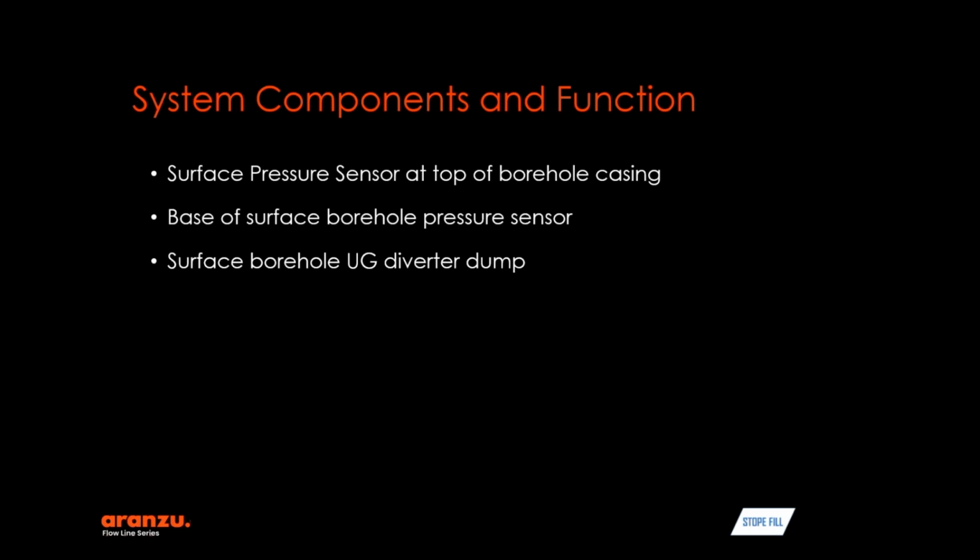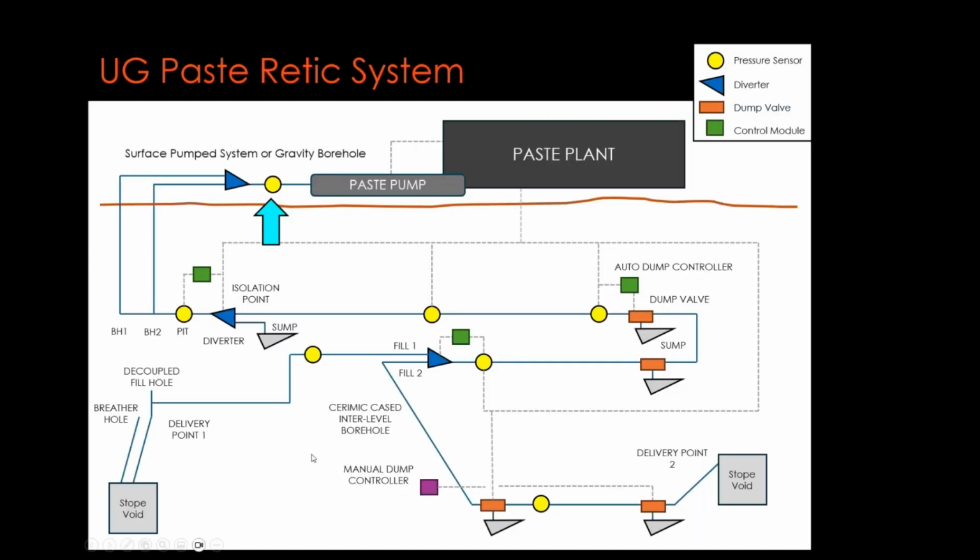In the event that there's a blockage, this initial diverter will dump the surface borehole and enable flush water to be applied to the top of the borehole. So, the surface pressure sensor, the underground pressure sensor, and the diverter.